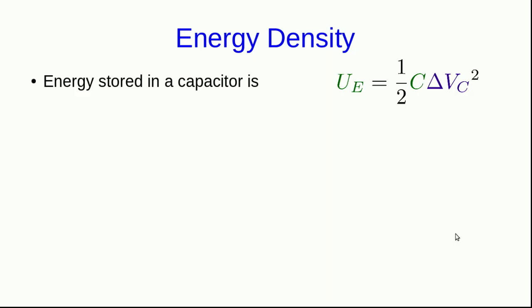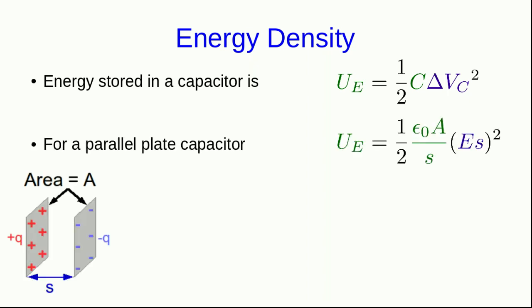So we've just seen that when the potential difference across a capacitor is delta Vc, the energy stored in the capacitor is given by this formula. And for a parallel plate capacitor, if we just insert the expression for the capacitance in terms of its plate area and plate separation, and the relationship between the potential difference across it and the electric field strength inside, then we get this expression. A little bit of rearrangement and cleaning up with cancellations of factors of S yields this.